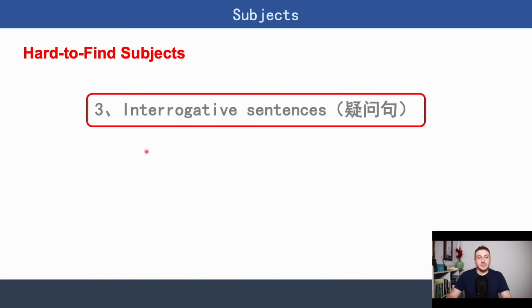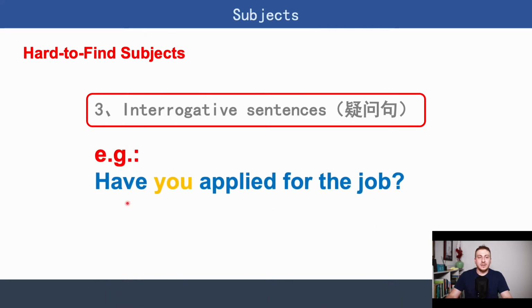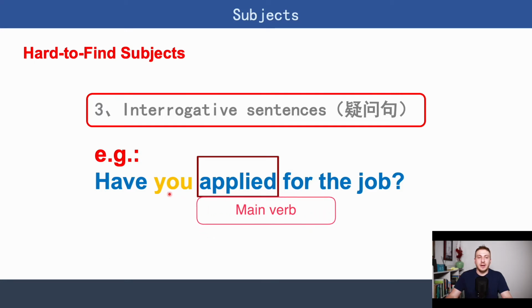Okay, the third case is when we use question sentences, when we use questions or interrogative sentences. Here in this example, we have have you applied for the job? So the main verb here is applied, right? So we have the verb applied. It's right here. And the subject is you. You applied for the job. You, subject, you, the verb applied.